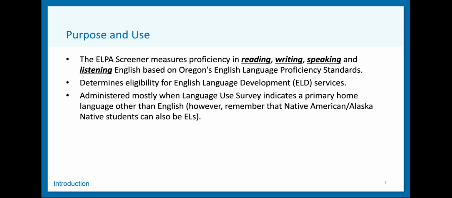The principal purpose of the ELPA screener is to confirm possible English learner status as defined by the U.S. Department of Education. The U.S. Department of Education specifies that a valid and reliable ELP screening instrument must measure student English proficiency in 4 domains. While the majority of students taking the screener tend to come from environments with high use of languages other than English, remember that under the federal definition of an English learner, Native American or Alaska Native students who indicate English as their primary home language can still be identified as English learners.